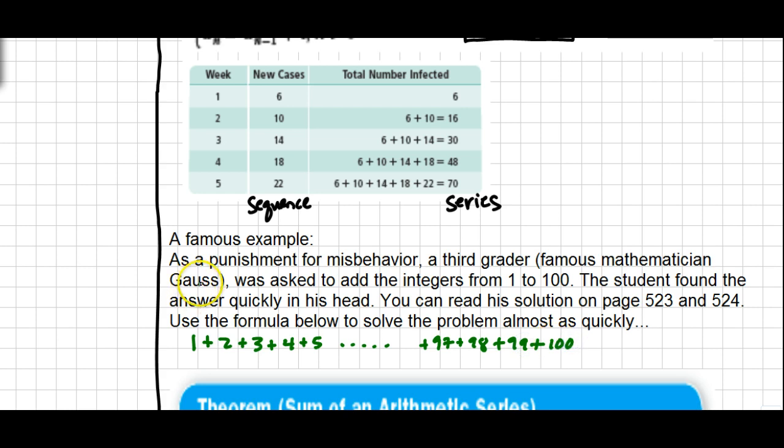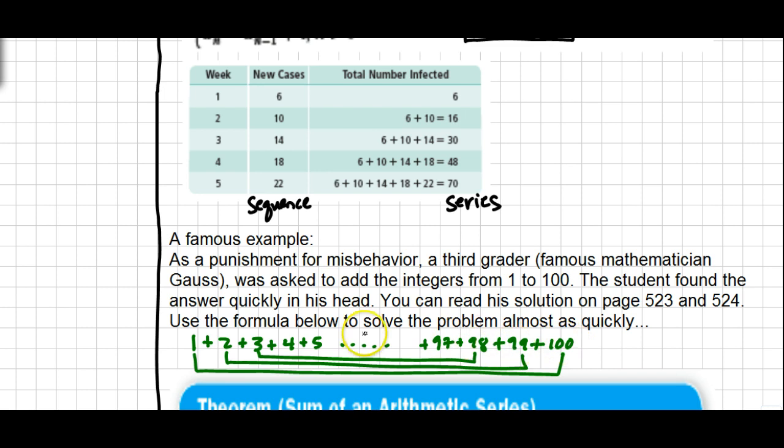And so what Gauss figured out is that the pattern that exists here is one that you can figure out pretty quickly. The 1 and the 100 would add together to make 101. But so would 2 plus 99. That would also make 101. So would 3 plus 98. That would also make 101.